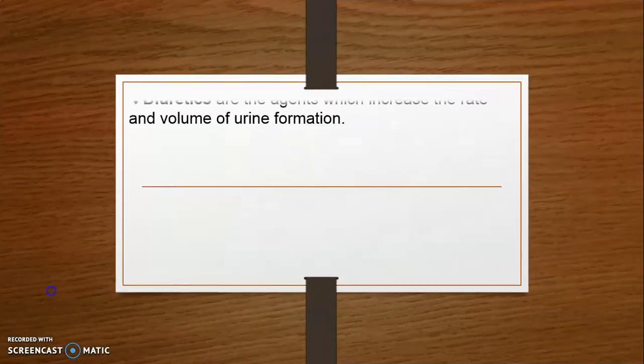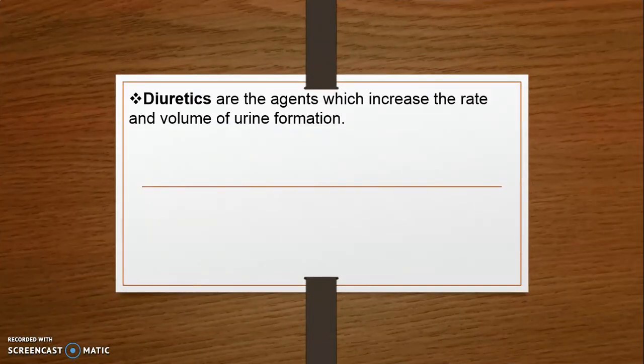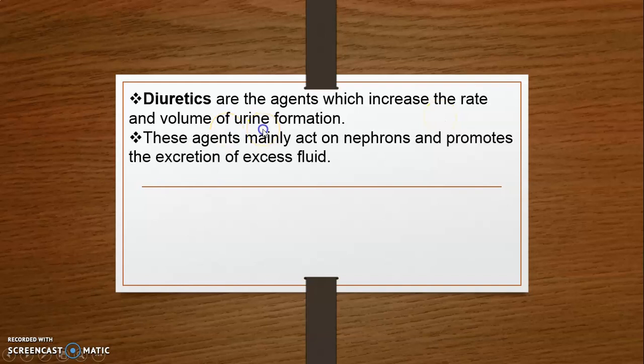First of all, we see what is meant by diuretics. Diuretics, these are the agents which increase the rate and volume of the urine formation. These agents mainly act on the nephrons and promote the excretion of the excess of fluids. Rate of urine formation is increased due to the diuretics.